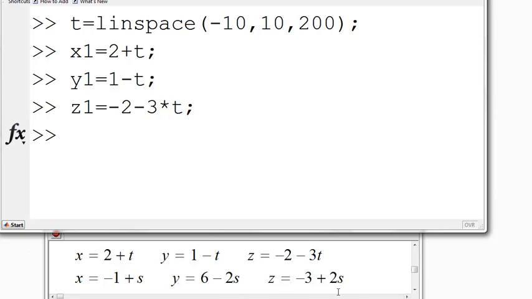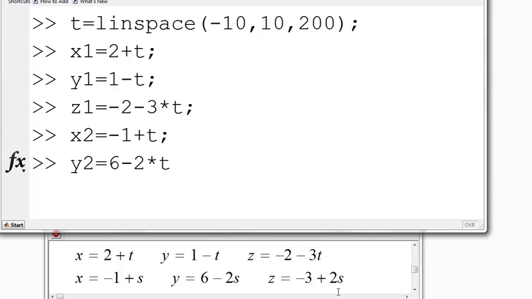Now this s, we are going to write as t as well, and to distinguish we'll label those as x2, y2 and z2. So we got x2 equals -1 plus t, and then y2 equals 6 minus 2 times t, and z2 equals -3 plus 2 times t.